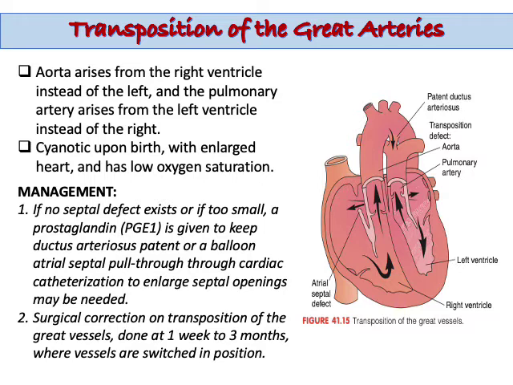In most instances, atrial and ventricular septal defects also occur. Management: if there is no septal defect or if it is too small, a prostaglandin is given to keep the ductus arteriosus patent, or it can also be done through a cardiac catheterization to enlarge the septal opening. In this case, it is important that the ductus arteriosus remains open. This is to make sure that somehow there is blood flow and even a little oxygenated blood being delivered to the cells.